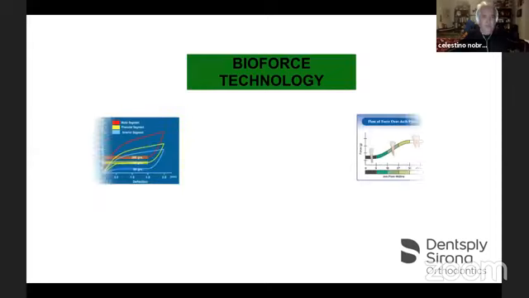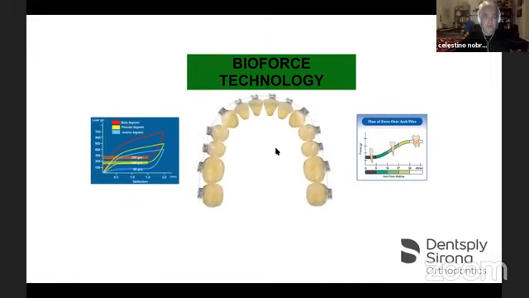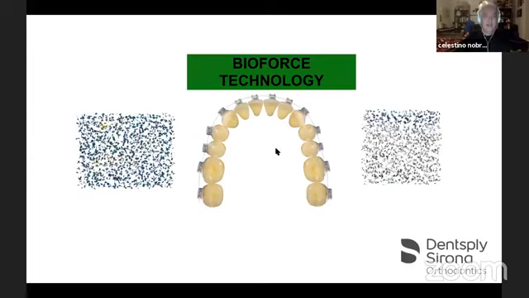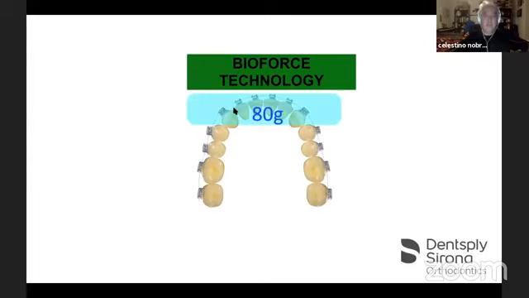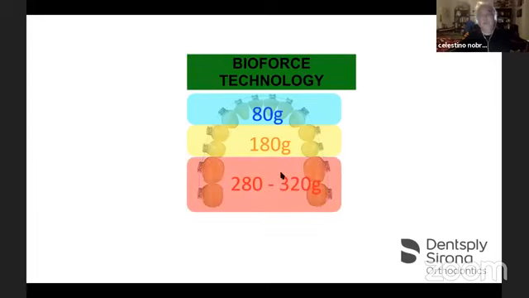Look, this is the bioforce technology. Bioforce technology came to orthodontics in 1992. So there's nothing new in bioforce. But bioforce is pretty interesting. You know why? Because bioforce delivers like 80 grams of force from here to here, like 180 grams here, and 280 to 320 grams of force for the molars. So we have differential resiliences.